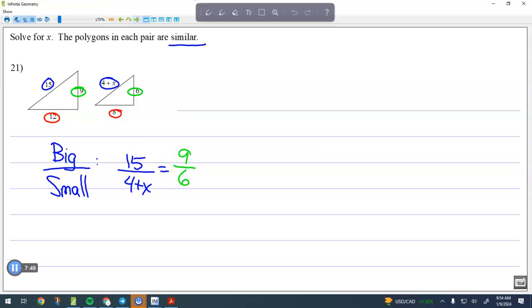Same idea, and just like the warm-up, we're cross multiplying and finding out what x is, which I'll do in a second. But question on that setup? Alright, cross multiply, remember that's in parentheses. So it's 9 times parentheses 4 plus x. And then the other cross, 15 times 6 is 90. And our job is to solve that, find out what x is.